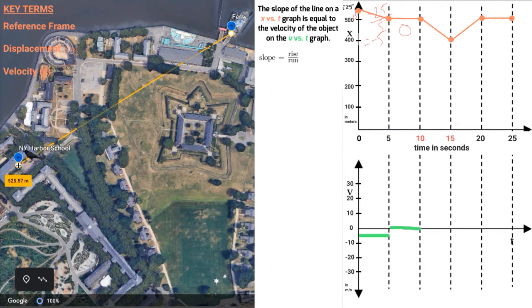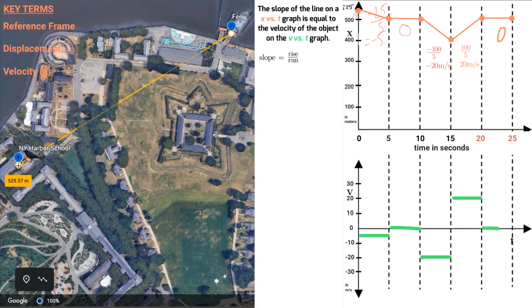Between 10 and 15 seconds, the rise is down by 100 meters, and the run is 5 seconds, so our slope is negative 100 over 5, which is negative 20 meters per second. So now we come down here and we draw a horizontal line at negative 20. Between 15 and 20 seconds, the rise is up by 100 and the run is 5, so that's positive 20 meters per second. And the last interval, 20 to 25 seconds, the crow is standing still, so our velocity is 0.